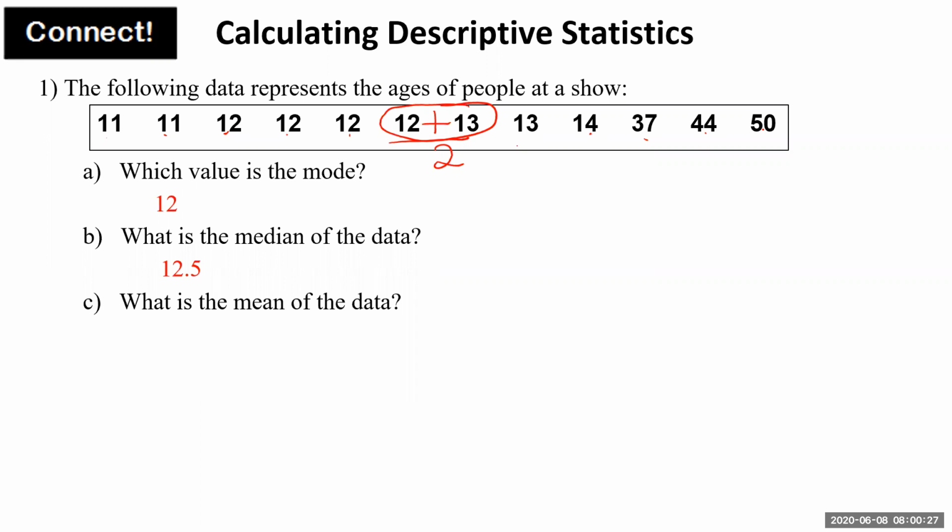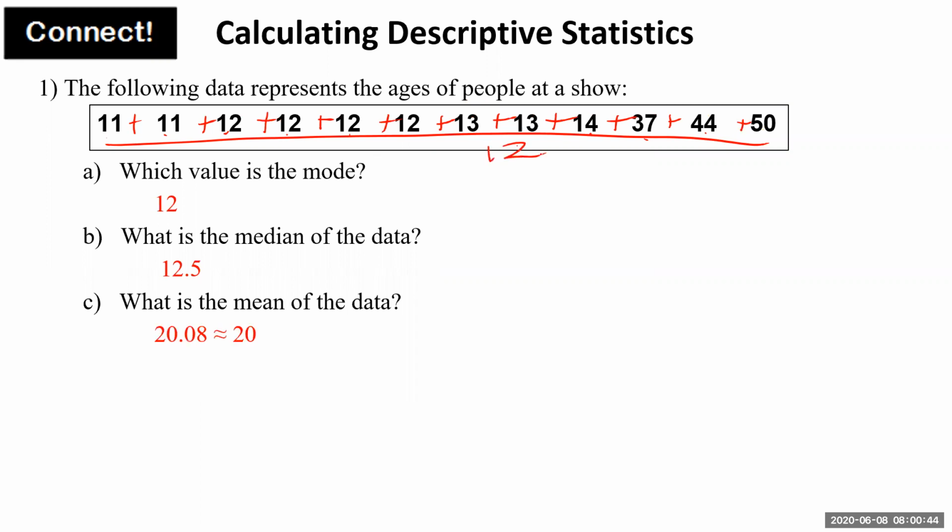Now, what is the mean of the data? So for the mean, you have to put all these numbers together, okay, and divide by what? Divide by 12. And that is your mean.